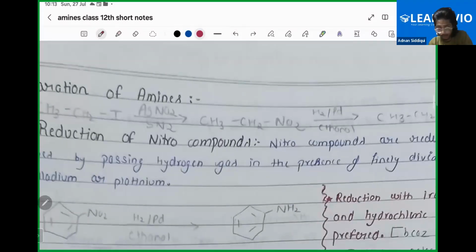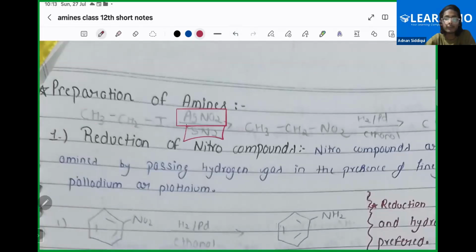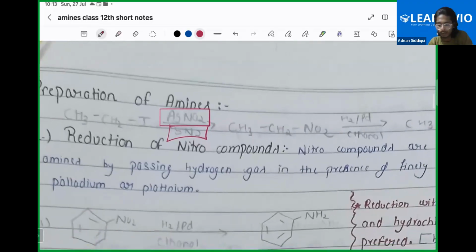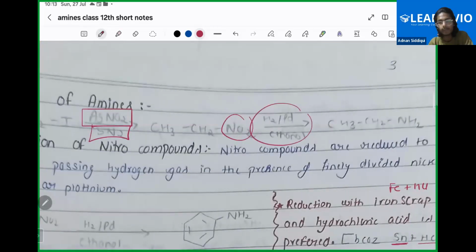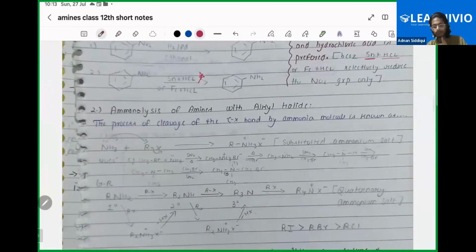We have studied some methods here. If you are starting with a haloalkane and reacting it with AgNO2, then you will observe an SN2 mechanism, a single attack of NO2 at the respective site, and the halide will be removed and you will get your NO2 compound. And if you reduce it, then you will get your amine. I hope it is making sense. Yes, sir. Okay, let us move ahead then.